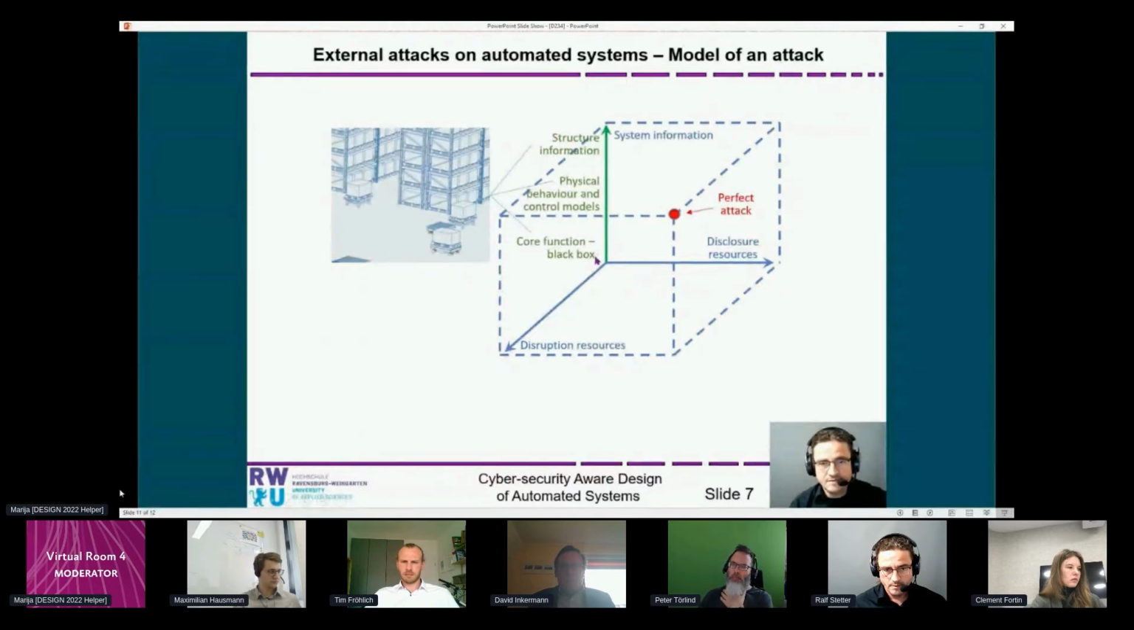And coming from this, we get system information, starting from only a black box. Usually you will know what the company is producing. This is just a black box, what comes in, what goes out. But there may be more knowledge about the physical behavior and the control models within the systems, or even detailed structure information. And the perfect attack would be if all disclosure resources, disruption resources, and system information would be present, and it would be extremely difficult to counteract such an attack.